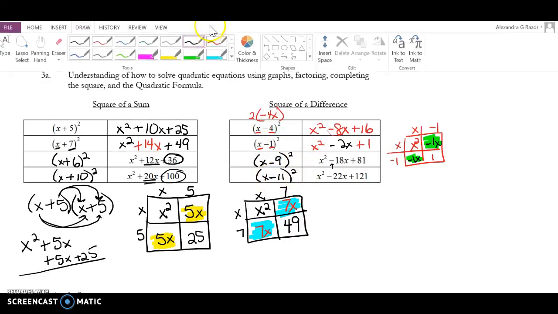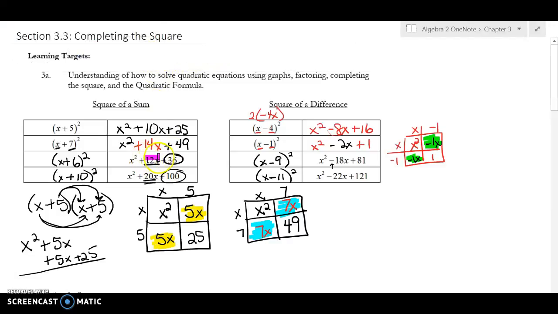The other way that you could do this is you could focus on the middle. And you can ask yourself, okay, I have to have two of them that make 12. Well, two 6's make 12. And so that's why it's 6. Same thing here. 20 divided by 2 is 10. And 10 squared is 100. Negative 18 divided by 2 is negative 9, and negative 9 squared is 81. Negative 22 divided by 2 is negative 11, and a negative 11 squared is 121.